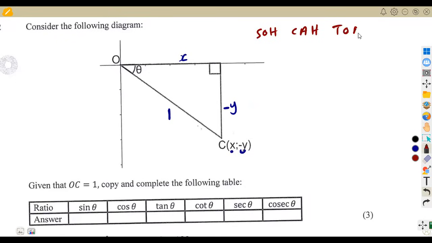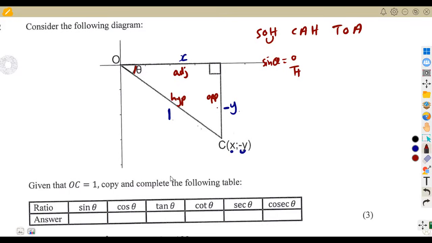From our SOH CAH TOA concept, the ratio of sine theta is the opposite over the hypotenuse. This is what you simply need, sine theta. According to this theta, this is our opposite side, this is our adjacent, and this is our hypotenuse. So sine is opposite over hypotenuse.